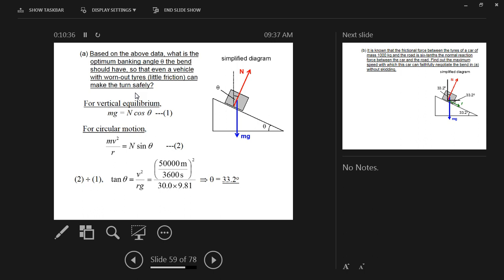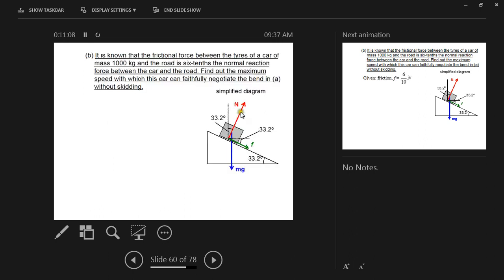Okay, in part B, you introduce frictional force. In the question, you are told that the frictional force is 6/10 times the normal reaction force. So you have an expression for the friction. The friction is dependent on the normal reaction. You're asked to find the maximum speed at which the car can still negotiate the bend without skidding.